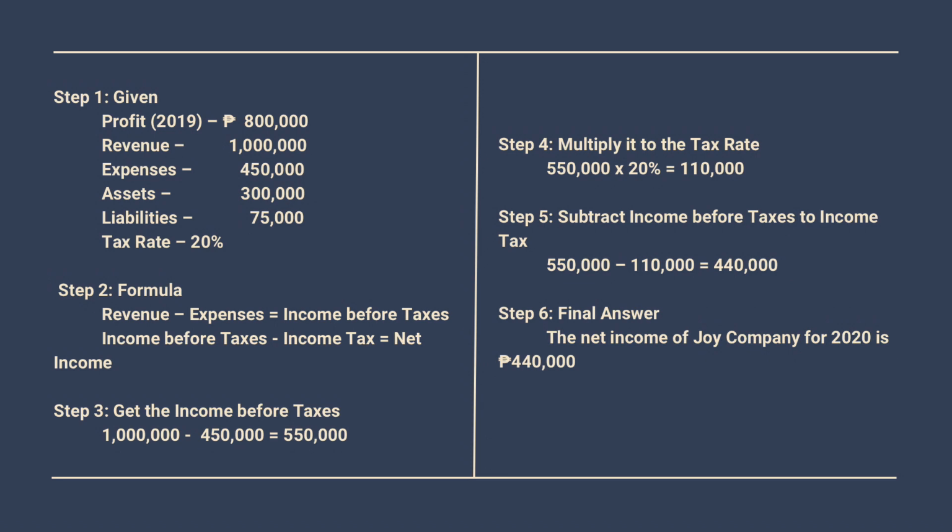Step 4. Multiply it to the tax rate. So the value of income before taxes is 550,000, multiply it to the tax rate, which is 20%, and we will get the answer at 110,000. Step 5. Subtract income tax from income before taxes. 550,000 minus 110,000 is equal to 440,000. So the final answer is the net income of Joy Company for 2020 is 440,000 pesos.